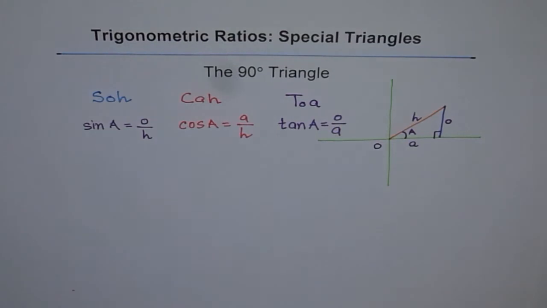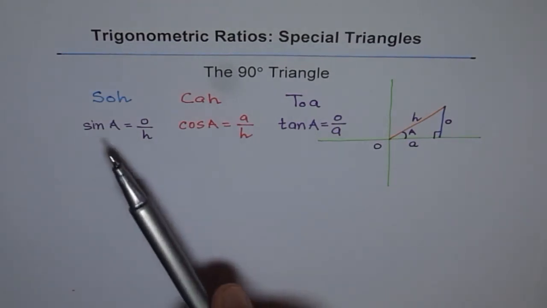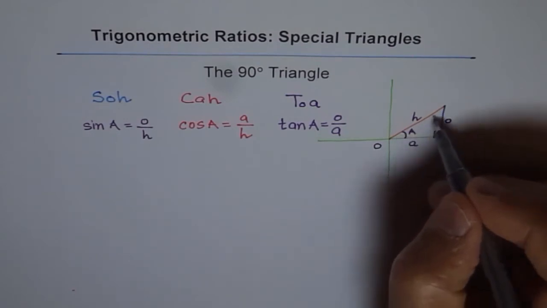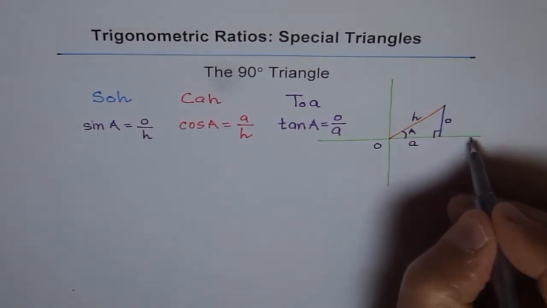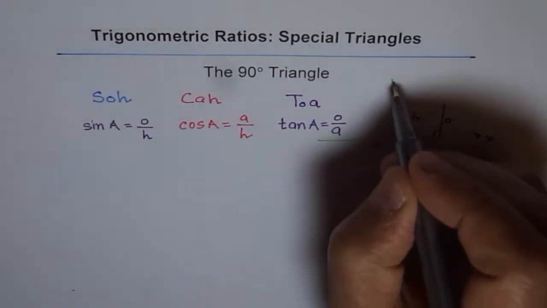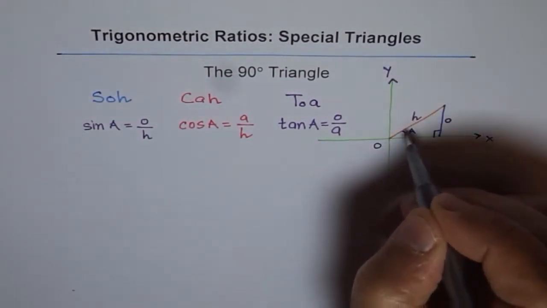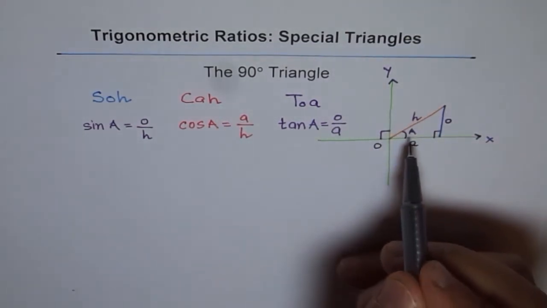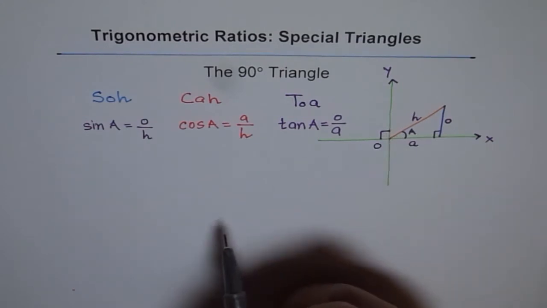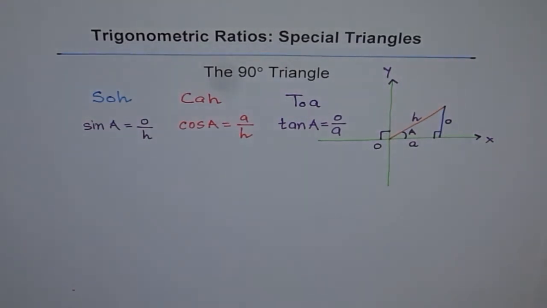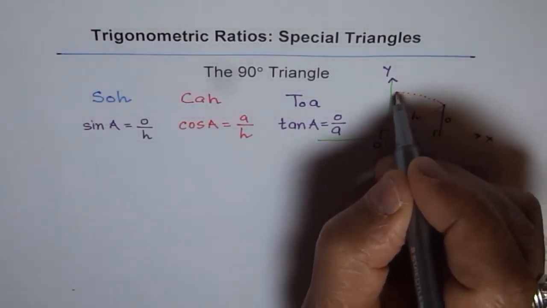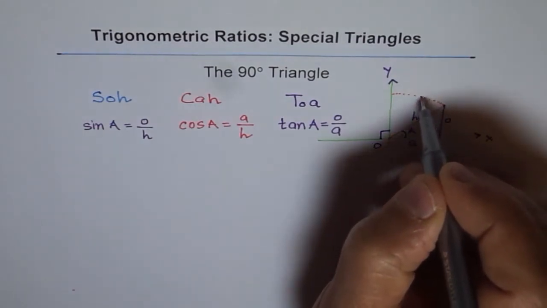Now we will see what happens to these ratios when our angle A becomes 90 degrees. What I'm trying to say is that I'm going to move this arm of the angle, my initial arm, along the x-axis, and this is my y-axis. We know the y and x-axes are at right angles, correct? So when we are saying 90 degrees, I want to make that angle as big as 90 degrees. It can happen if I move this point in this direction. As I move it upwards, you see what happens.